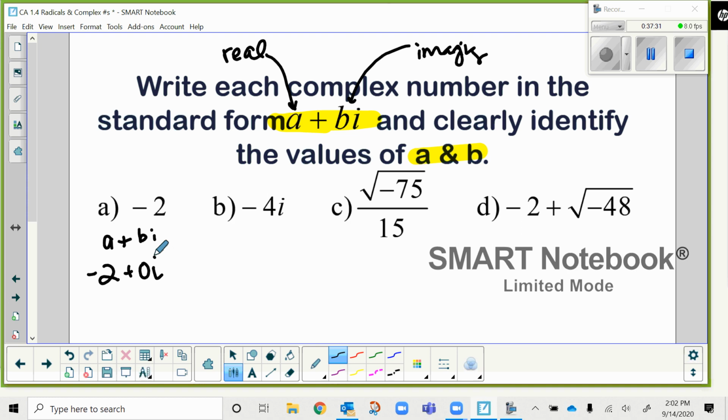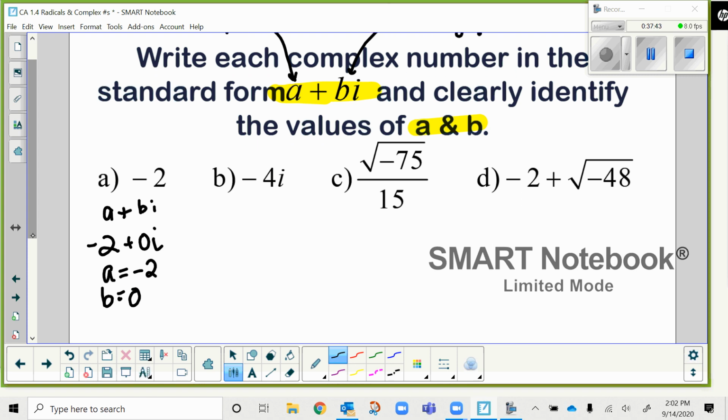And then the next part of the instruction said to identify the a and b. The a is -2, and the b is 0. Please notice I did not include the i on the b value. It's just the coefficient for i. It's just the part telling you how many i's you have in the math problem, not in your head, because then that answer would always be 2 for most of us.